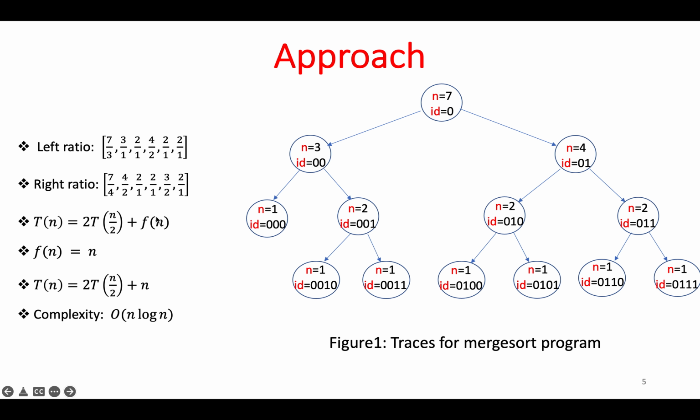The f(n) represents the relationship between the size of input and the number of loop iterations, and this can be calculated using polynomial regression. In this case, the number of loop iterations is linear in terms of the size of input for merge sort. After computing f(n), we have the complete recurrence relation for merge sort. This recurrence relation can be solved using master theorem, which results in n log n.